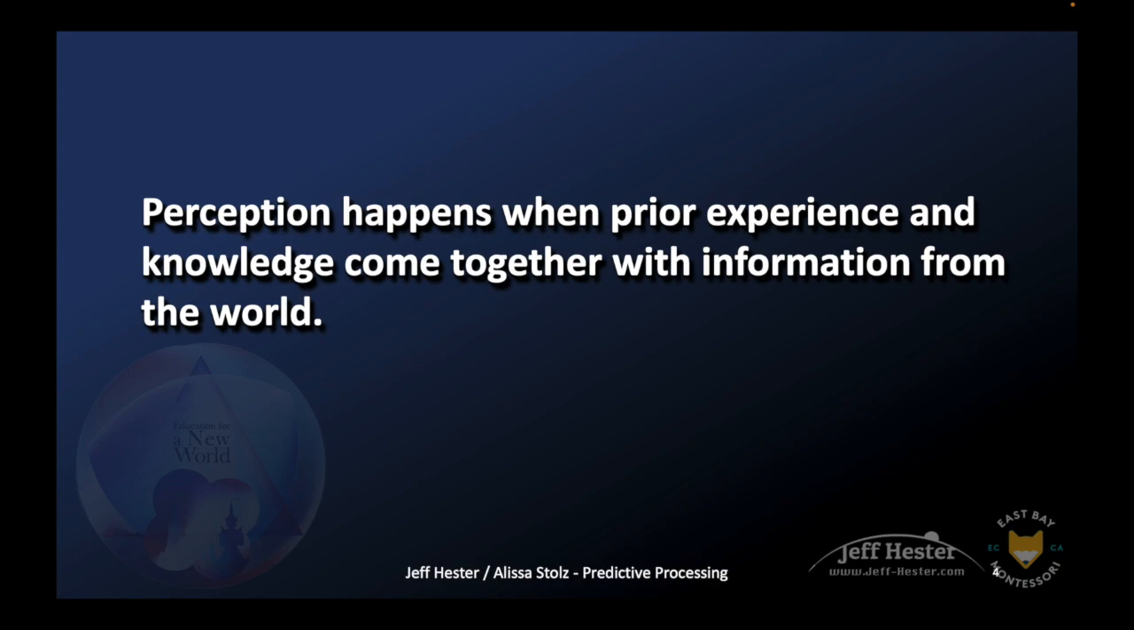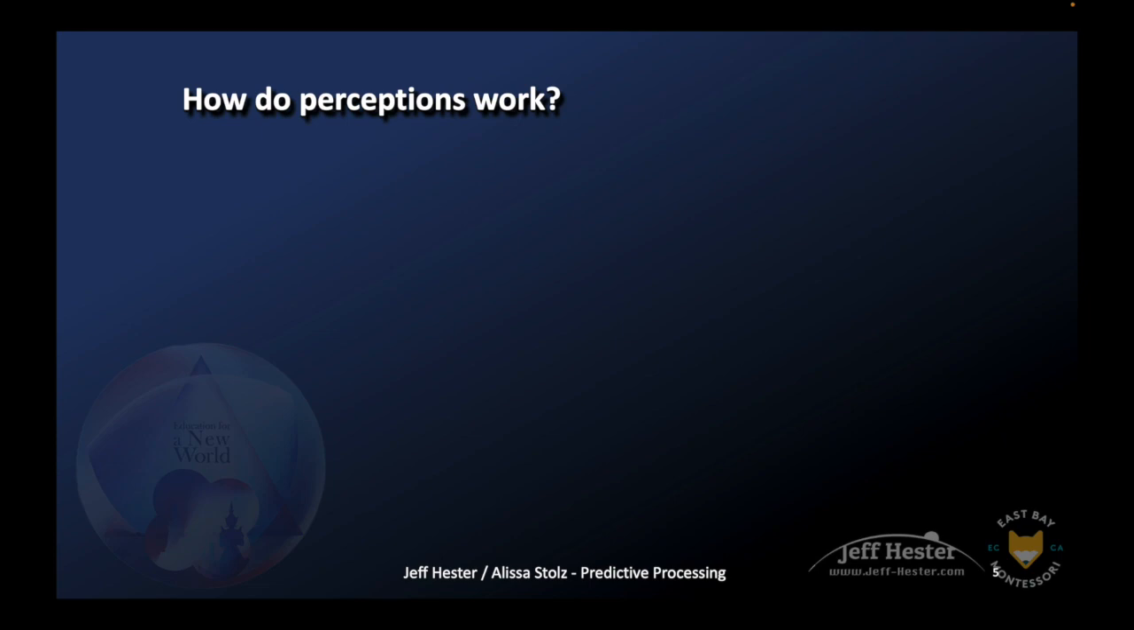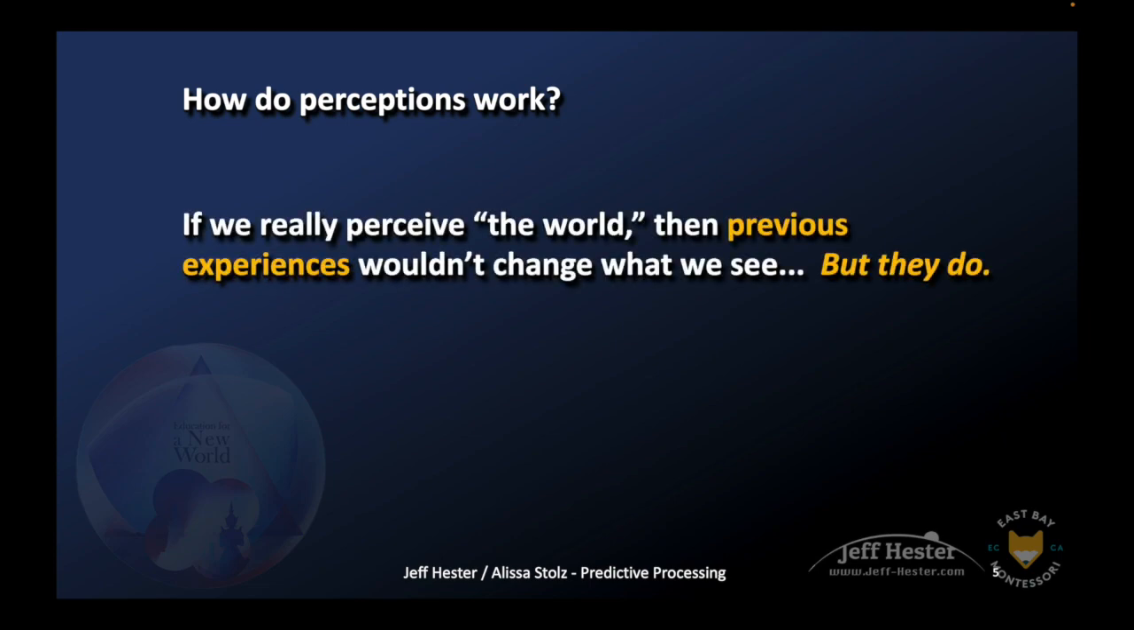The starting point for understanding this is to look at perception. Perception isn't just the world coming to us through our senses. Perception is actually something that happens when our prior experiences and knowledge of the world come together with new information from the world. So how does that work? Well, the easiest way to see that to start is with a couple of examples.